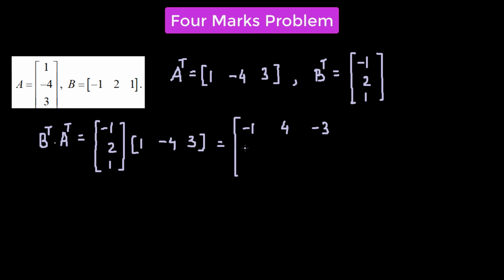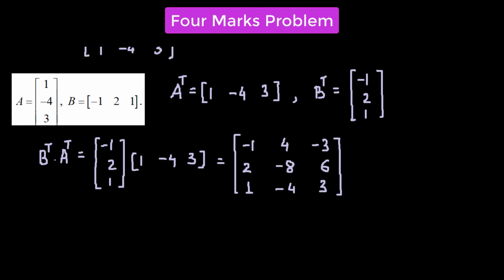2 times 1 is going to give us positive 2. 2 times negative 4 is going to give us negative 8. 2 times 3 is going to give us 6. 1 times 1 is simply 1. 1 times negative 4 is negative 4. And 1 times 3 is positive 3. So this is the value of B transpose times A transpose.